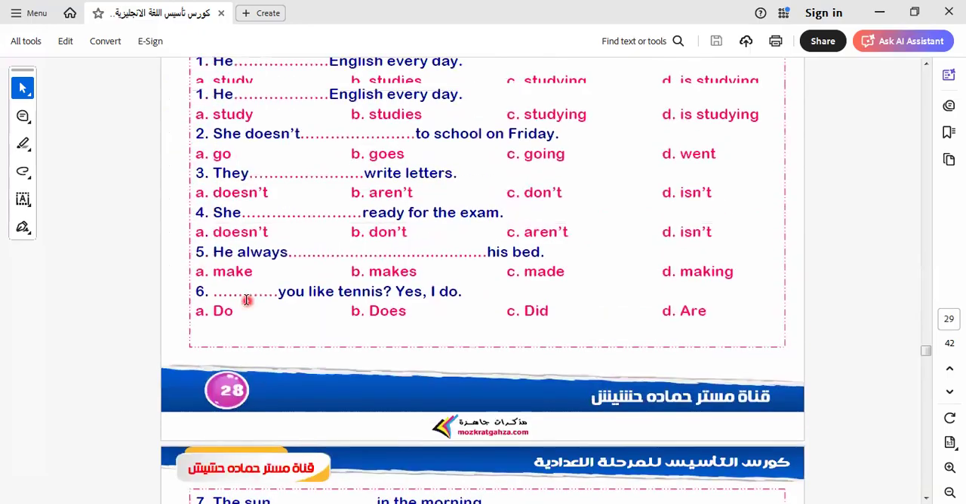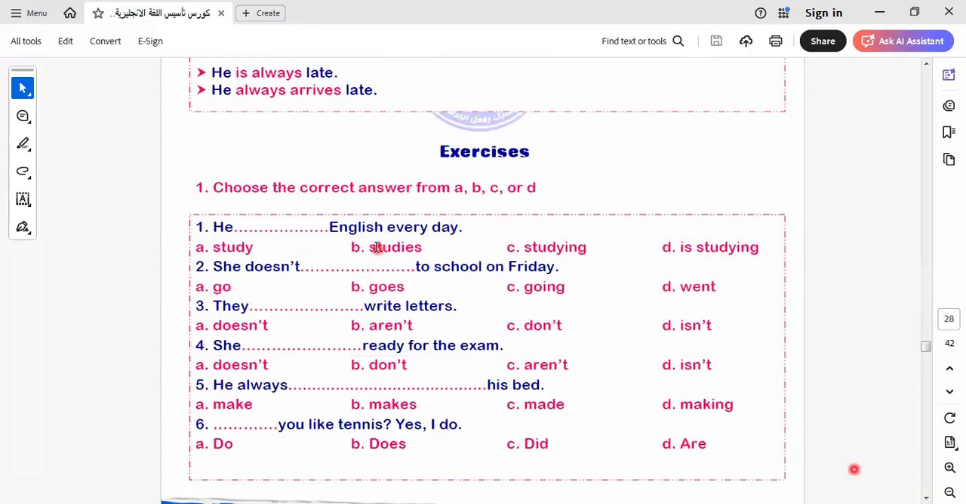Let's do this exercise together. Here we have every day, and we have he. So which one is correct here? It will be he studies. Why studies here? Because he here is singular, and this word refers to the present form. Here we have doesn't.